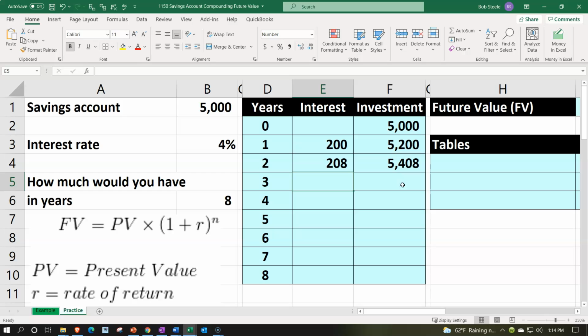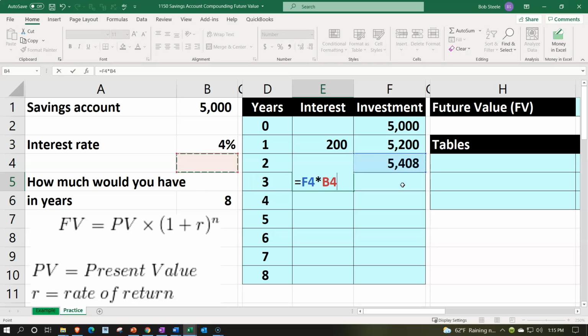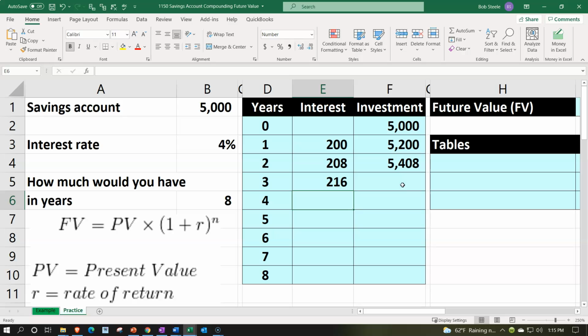Let's do it 2 more times, and then we'll go back and copy it on down using the autofill function. So we're going to say this is equal to the right once, up once, the 5,408 times left, left, left, up, up, the 4%, and enter. There's the 216. Then we're going to add this up. This will be equal to up once, the 5,408, plus left once, the 216. That gives us the 5,624.